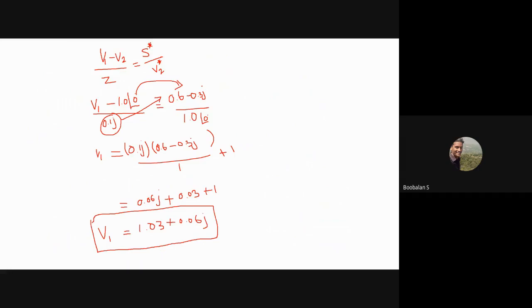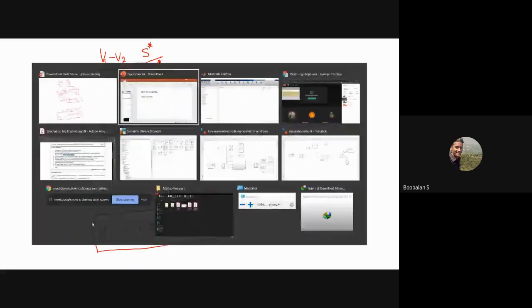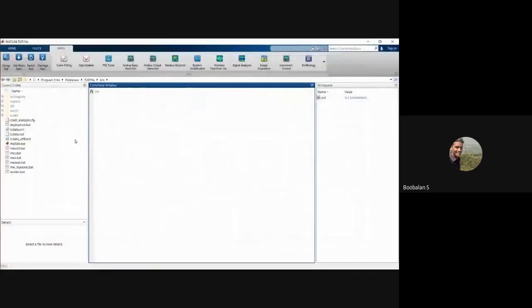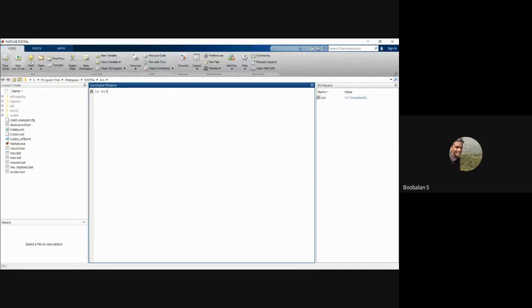If you need to calculate the angle, because this is my magnitude, in MATLAB we have that option. So I'm switching to MATLAB, and then it will be very easy to calculate. First, substitute this entire value: V1 equal to 1.03 plus 0.06 star 1i. Instead of J, we need to use 1i, because MATLAB considers it as i. So I stored V1 as 1.03 plus 0.06 J.